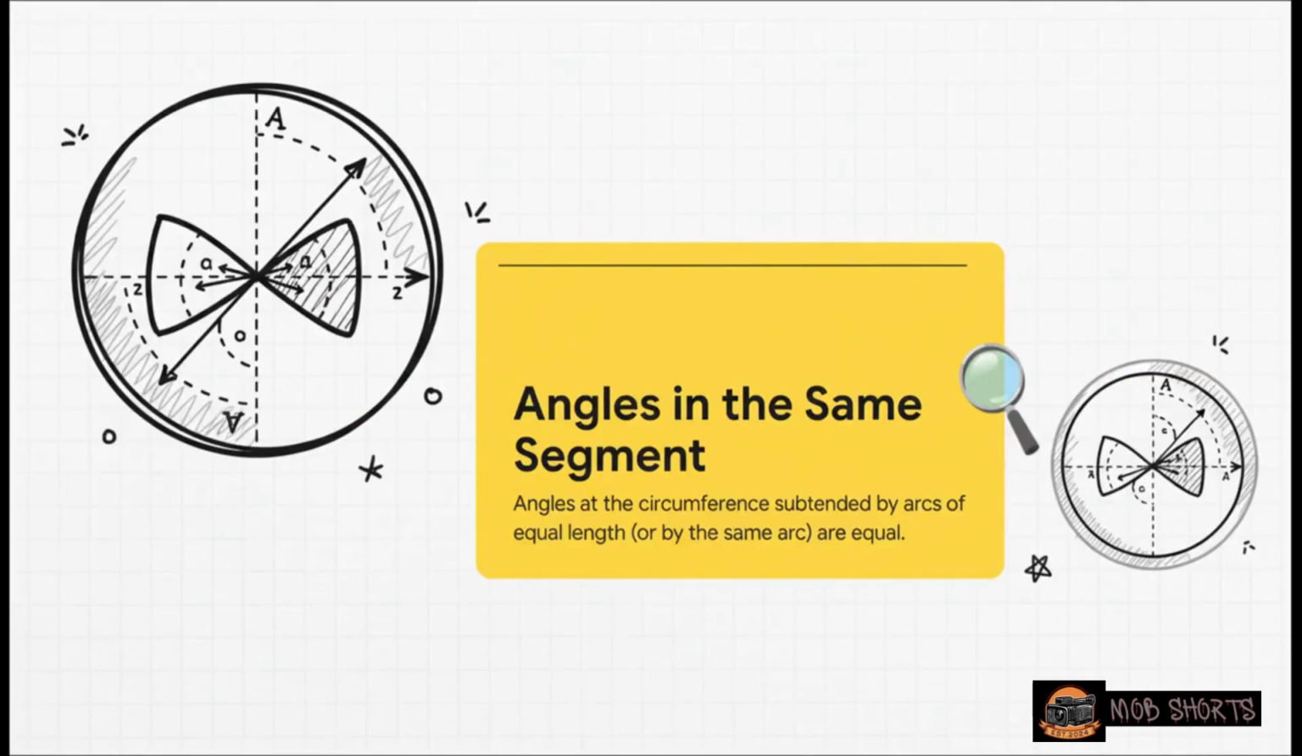So what is this bow tie rule really? Well, the official fancy name for it is the angles in the same segment theorem. All it really means is that if you pick 2 points on the edge, any angles you make from those 2 points that land on the same arc are always equal.